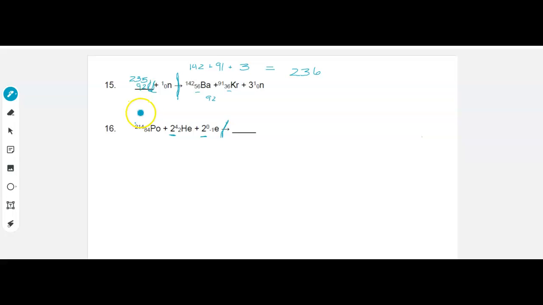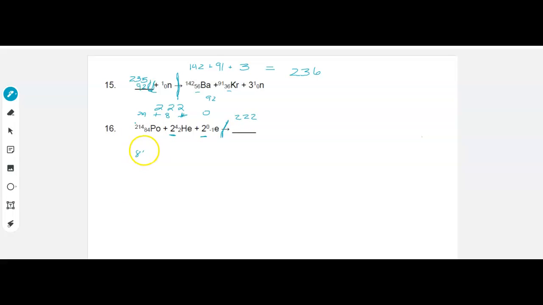So I've got 214 plus 8 plus 2 times the mass of an electron. Okay, 2 times 0 is 0. 214 plus 8 is going to be 222. So I know my top number here is 222. And then I do the same in the bottom.